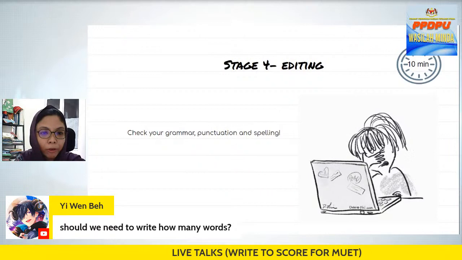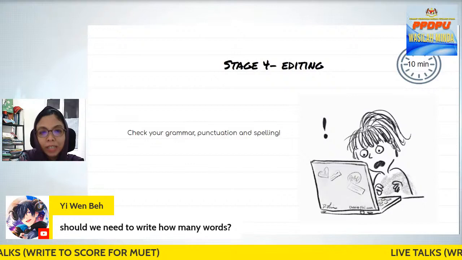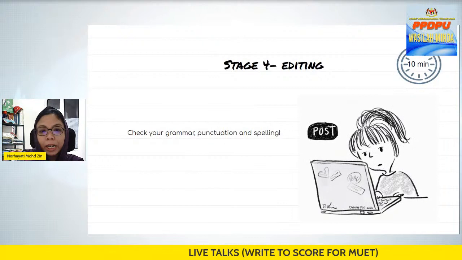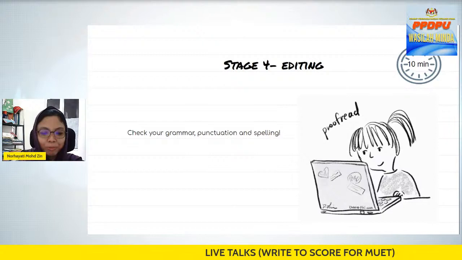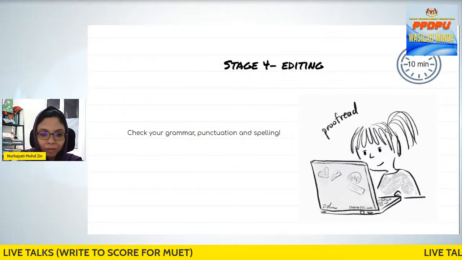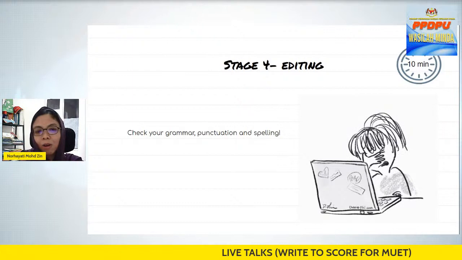Should we write how many words? As I mentioned just now, it is not necessary, but you can write. We won't penalize you if you don't write the number of words there. It's just to give us some idea how long the essay is. But don't pretend, saying you wrote one page and then claim 500 words. That is quite impossible. We can actually estimate how long you have written in your paper.